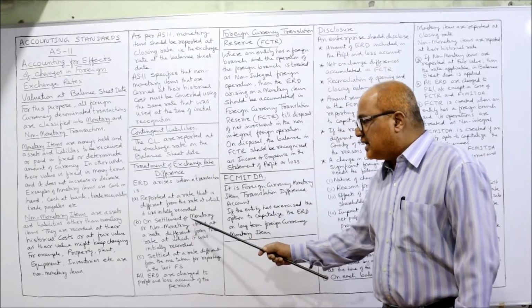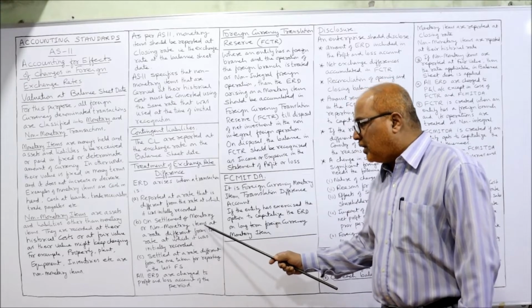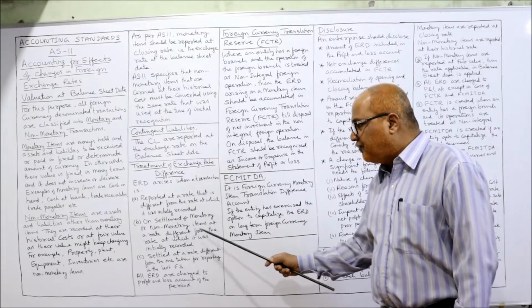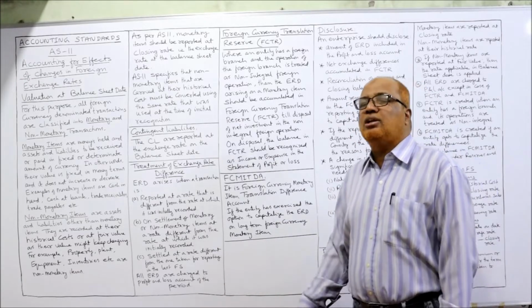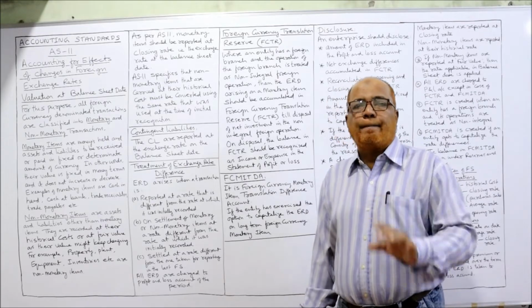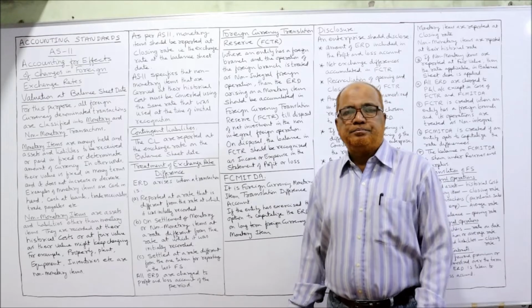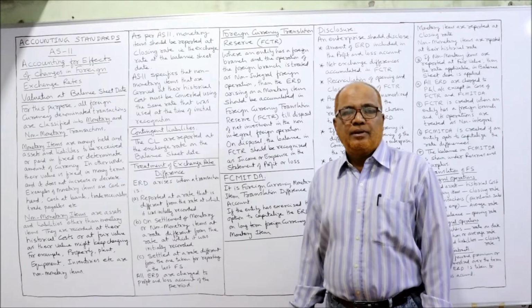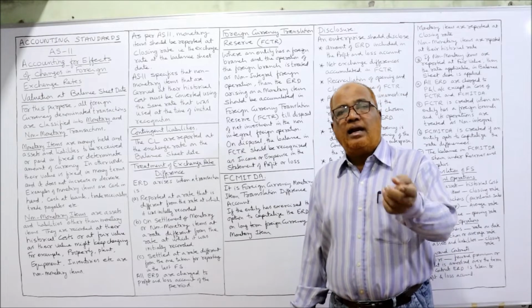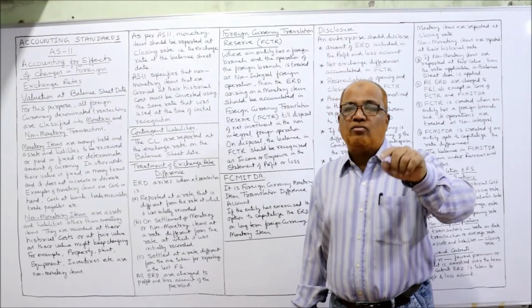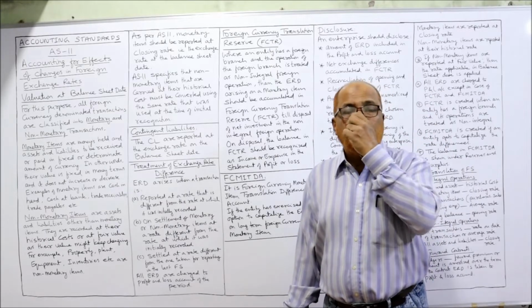Secondly, on settlement of a monetary or non-monetary item at a rate different from the rate at which it was initially recorded. Settling the transaction. For example, accounts payable, trade payable. So we are paying the amount at a later date, but the transaction occurred at an earlier date.